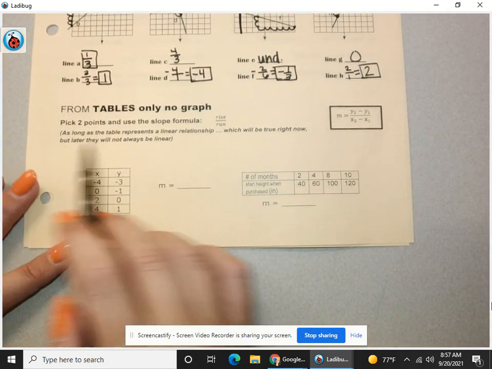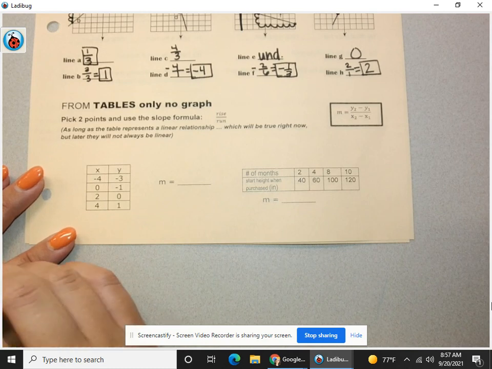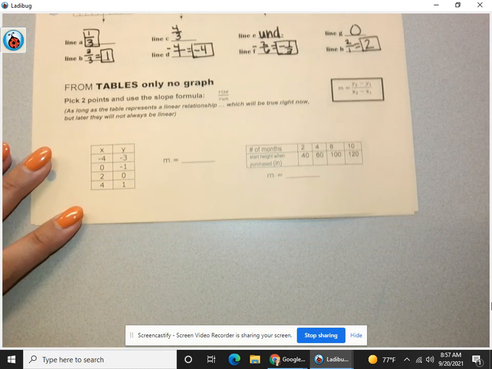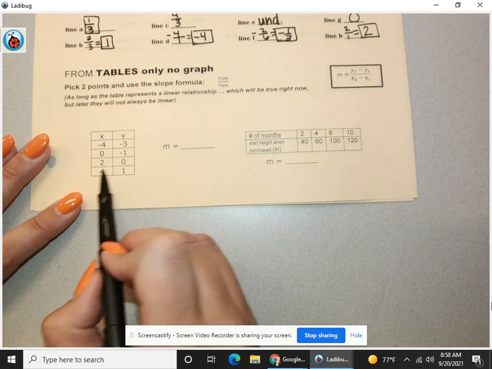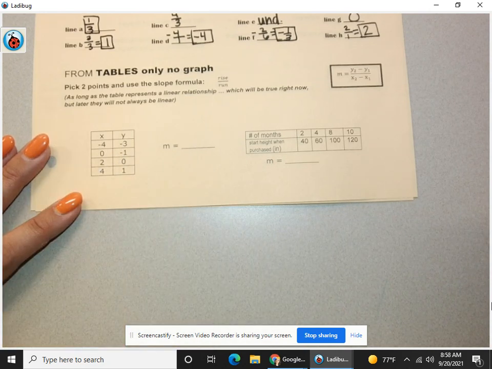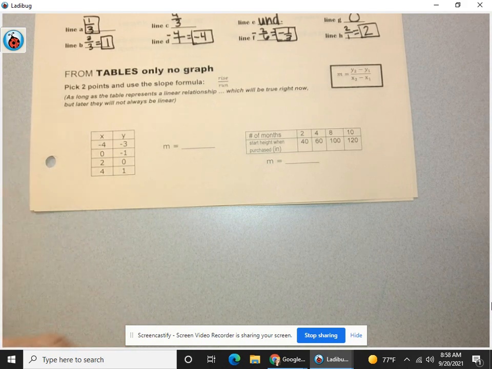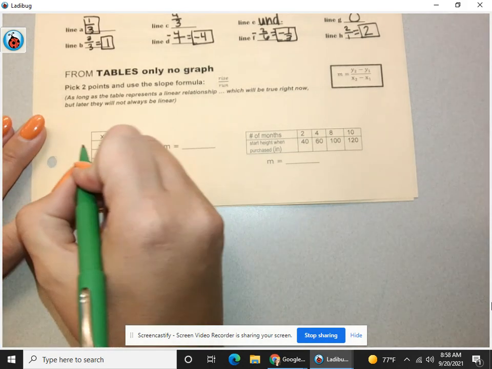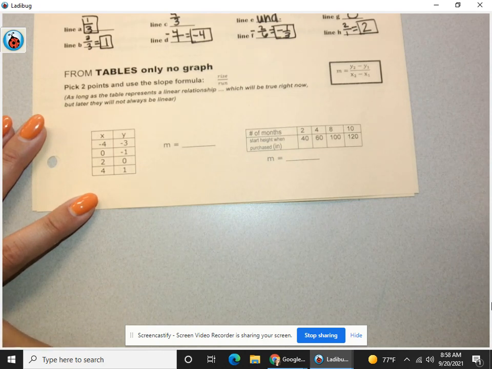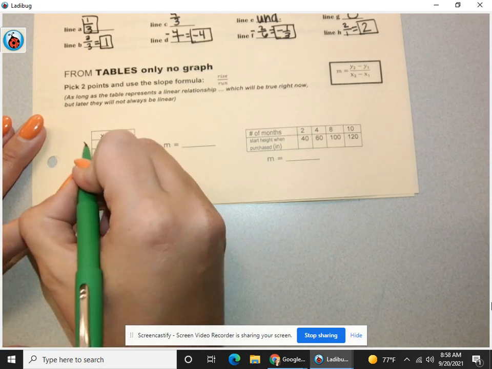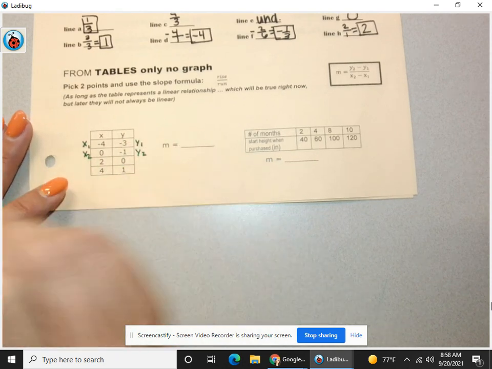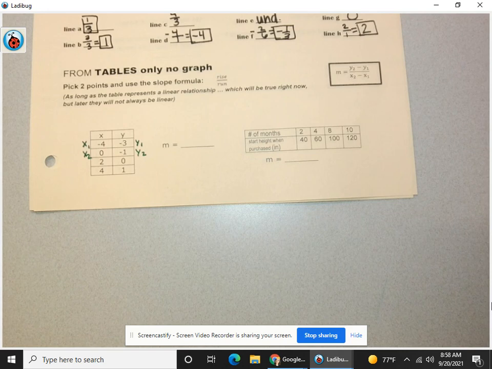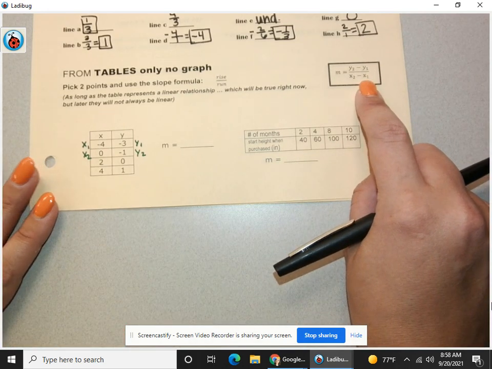So I picked 2 points and used the slope formula. It doesn't matter which 2 points you choose from your table. You can choose the first 2, the last 2, or any of the points, okay? I always just like choosing the first 2. Remember when we were doing this with regular points, I would label them x1, y1, x2, y2. I do the same thing just to not get myself mixed up, and then I plug it into my formula.